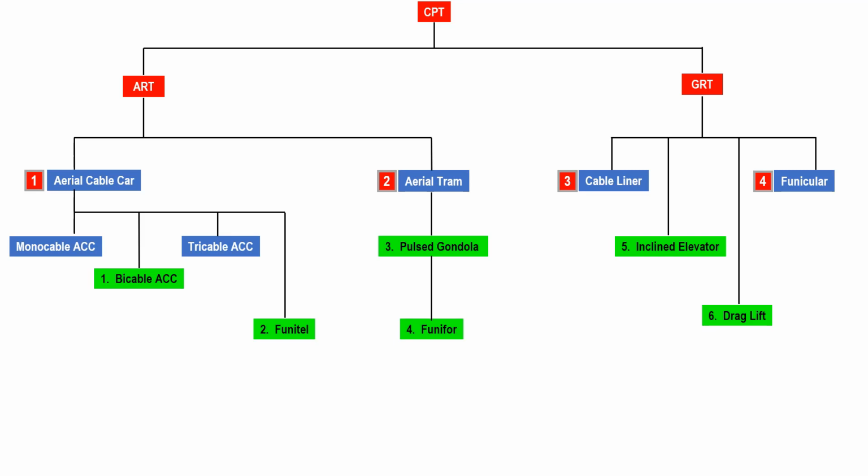Anyhow, the minor types of CPTs will be covered in this chapter as they still have the possibility of being installed in the Philippines. These CPTs are plotted in the simplified chart. They are marked in green labels. These are bi-cable ART, funitel, pulsed gondola, funifor, inclined elevator, and drag lift.